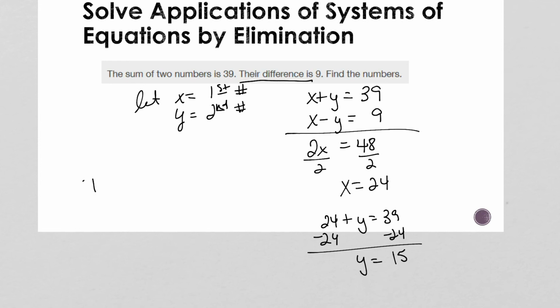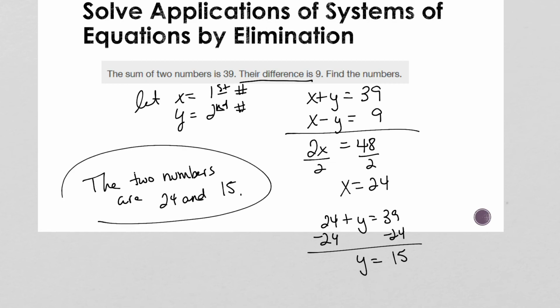So the two numbers are 24 and 15. Now, check your work. When you add these together, do you get 39? When you subtract this from that, do you get 9? Yep.